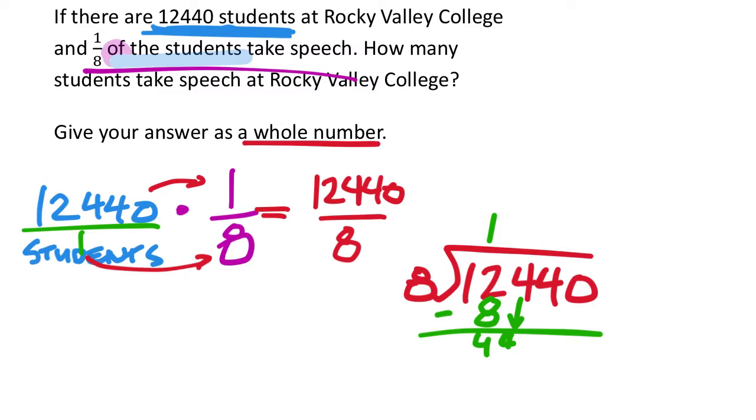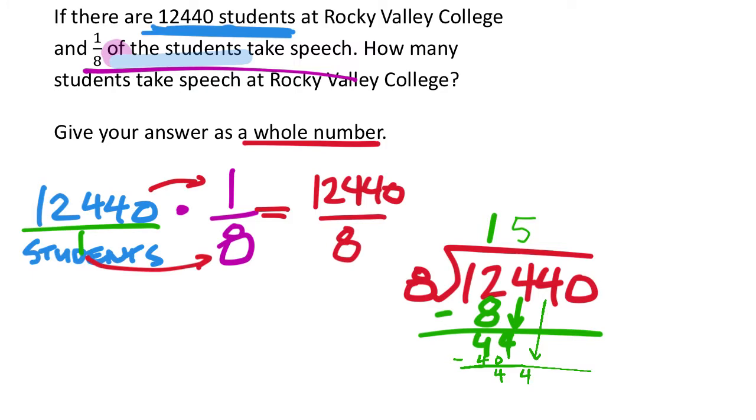All right, so 8 will go into, that's 44, 5 times. So 5 times 8 is 40. Sorry about my writing right there. Yeah, I have to write that small because I didn't give myself enough space. But 4 minus 0 is 4. I'll drop this other 4 to make that 44.